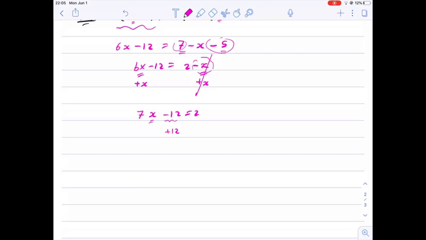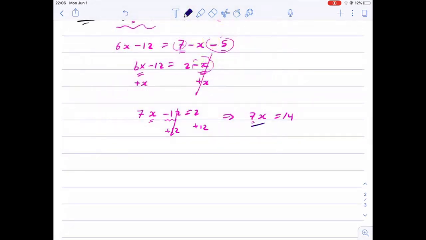If we have negative 12, we add 12. So we have 7x equals 14. And then to get rid of the 7, we divide both sides by 7. So x equals 2. That means the solution set is {2}. As we can see here, the solution set consists of just one element, because it's a linear equation.